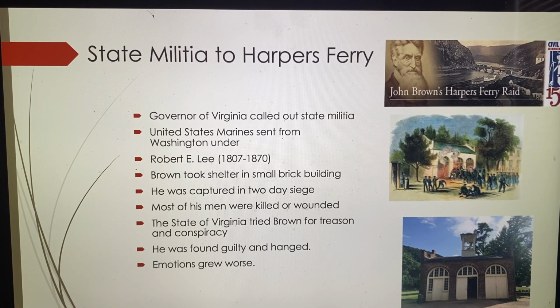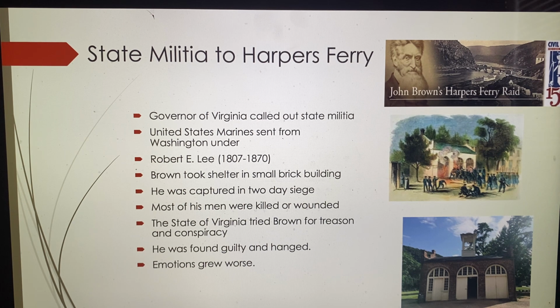The state militia was sent to Harper's Ferry. So the governor of Virginia called out the state militia, said, man, we have an uprising going here. And Virginia, being a slave state. Well, the United States Marines came in from Washington, D.C., and the head of the Marines that came in to basically come against this uprising was Robert E. Lee. We'll find him, right? General Robert E. Lee, who later on would lead the Confederate Army, right? He lived 1807 to 1870. And so Robert E. Lee came in.